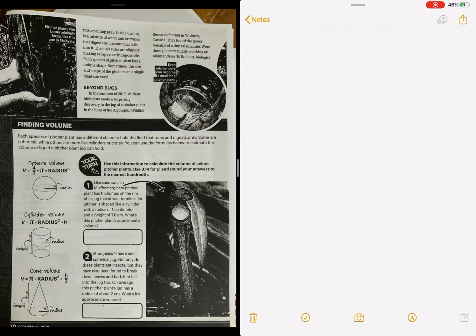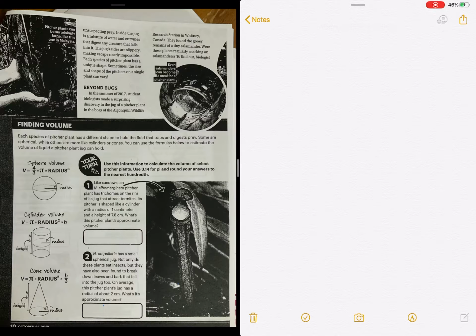I'm going to start off by reading the information as given, and then we're going to do numbers 1, 2, and 3. While I am reading over this, please make sure you have your calculator handy. That way you can follow along and use your calculator as we are doing the problems together.